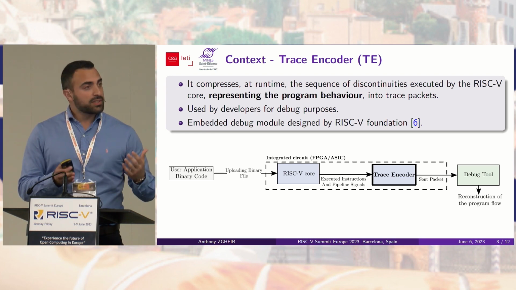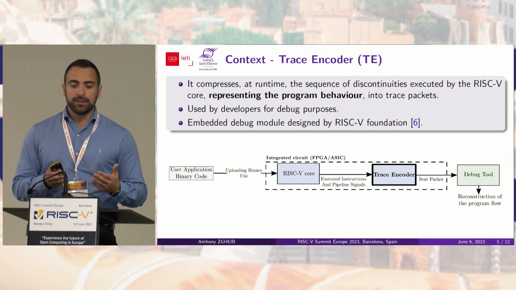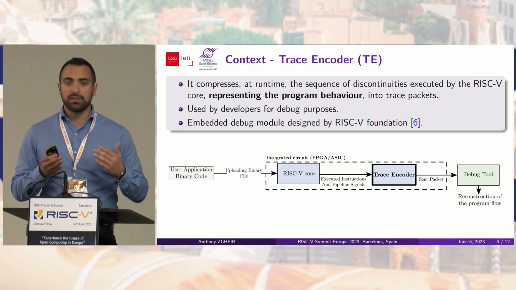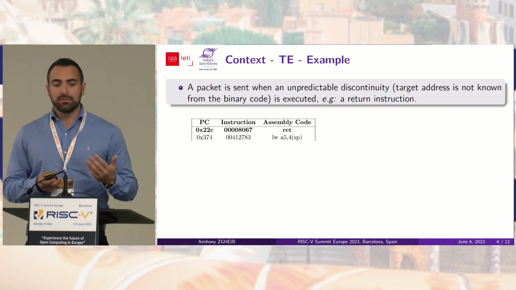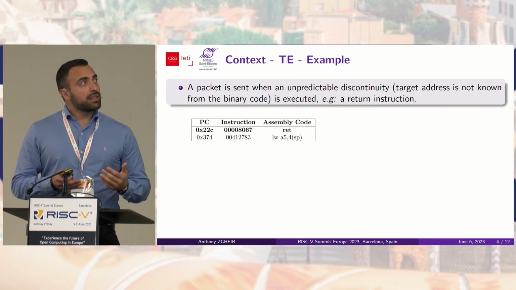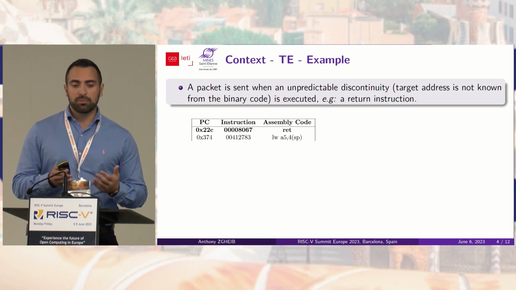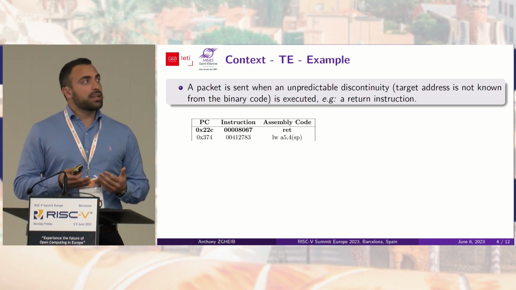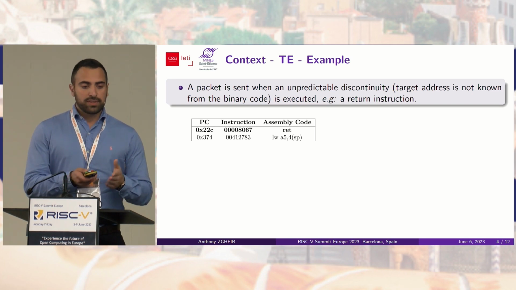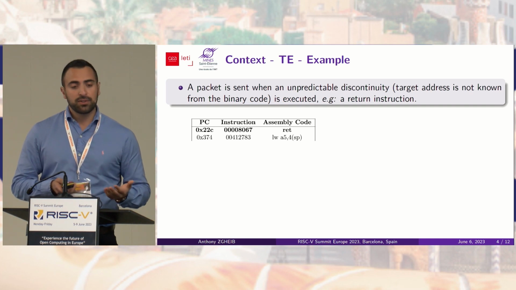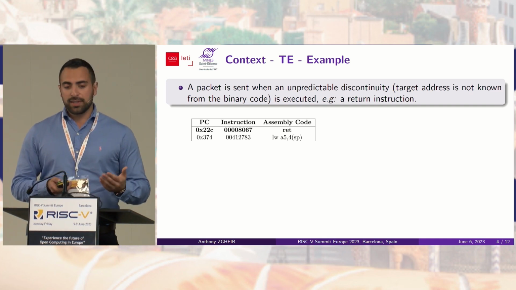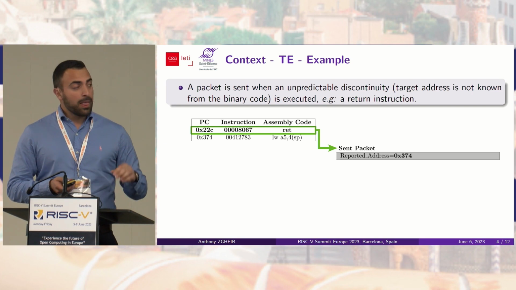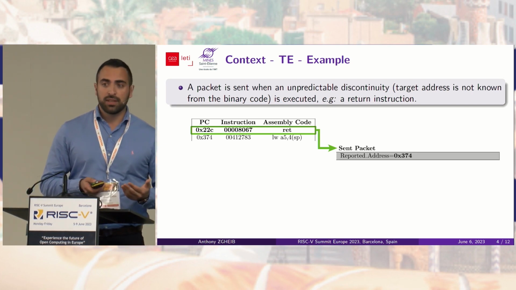The trace encoder sends packets, and the packets that are sent are defined by the trace encoder standard. They can be sent after fulfilling several conditions. In the next slide, I will present a condition where the packet is sent after an unpredictable discontinuity instruction has been executed. By unpredictable, I mean discontinuity instructions whose target address is not known from the binary code, like the return instruction. Here in this assembly code, at the address 22C, there is a return instruction that is executed, and the trace encoder will send a packet after reporting the destination address, which in this case is equal to 374, the address of the next valid instruction executed after the return.